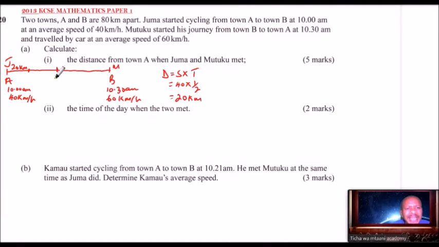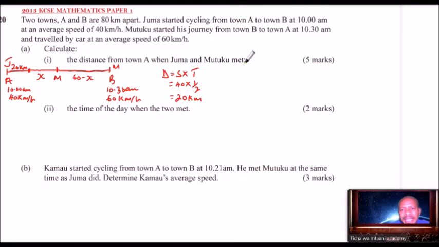So let's say they met at point M. If we say that this distance from this point to where they met is x, then the other part will be 60 minus x. Then the other very important concept here is that the time Juma took from this point, after 20 kilometers, to the meeting point is the same time Mutuku took from B to the meeting point. That is very important when you are solving this kind of question.